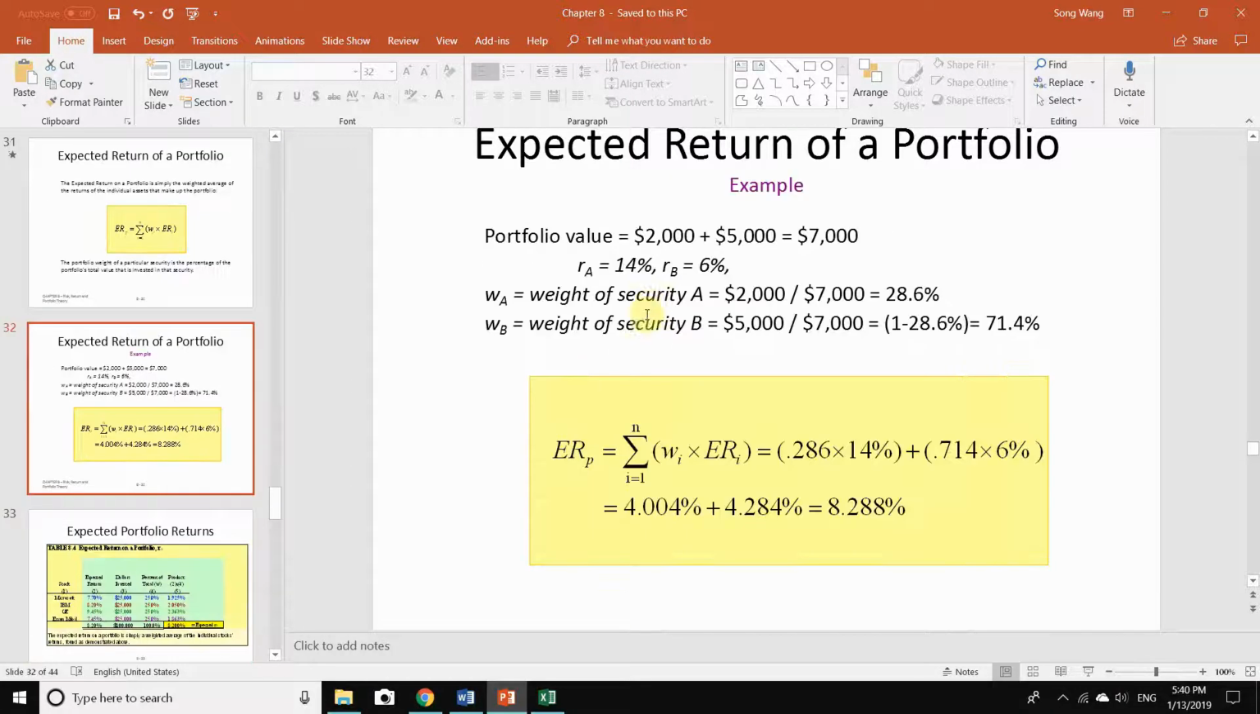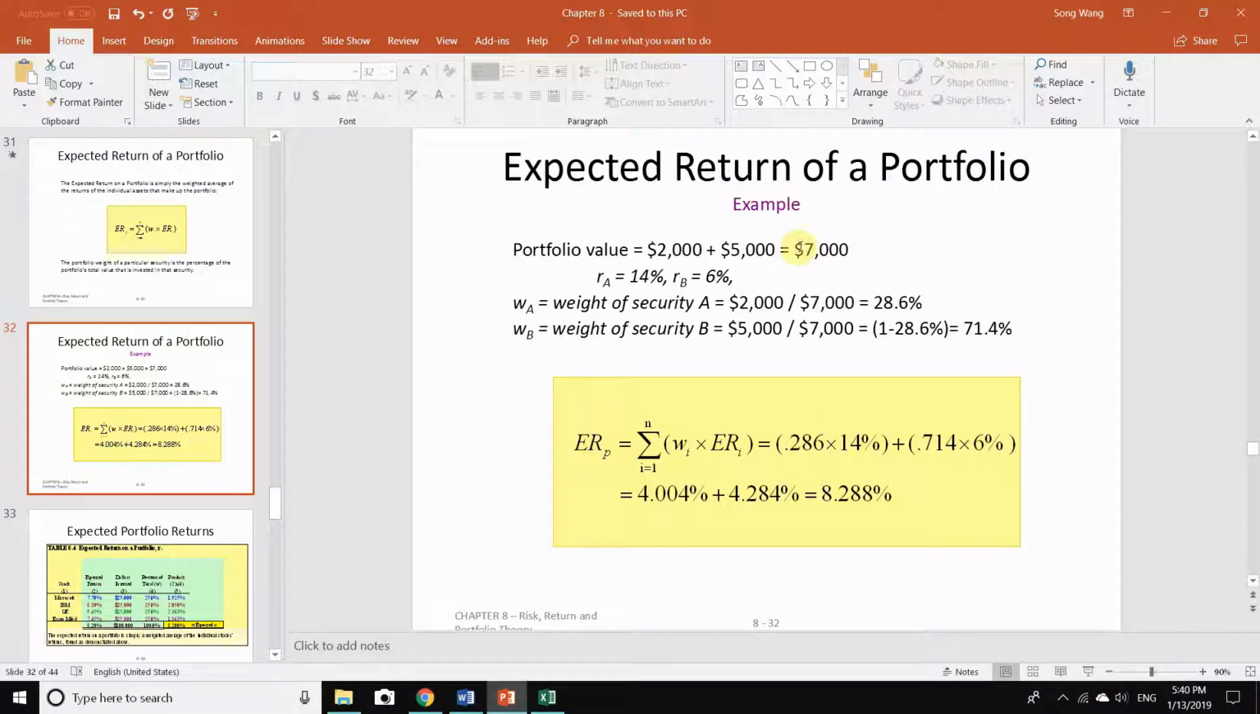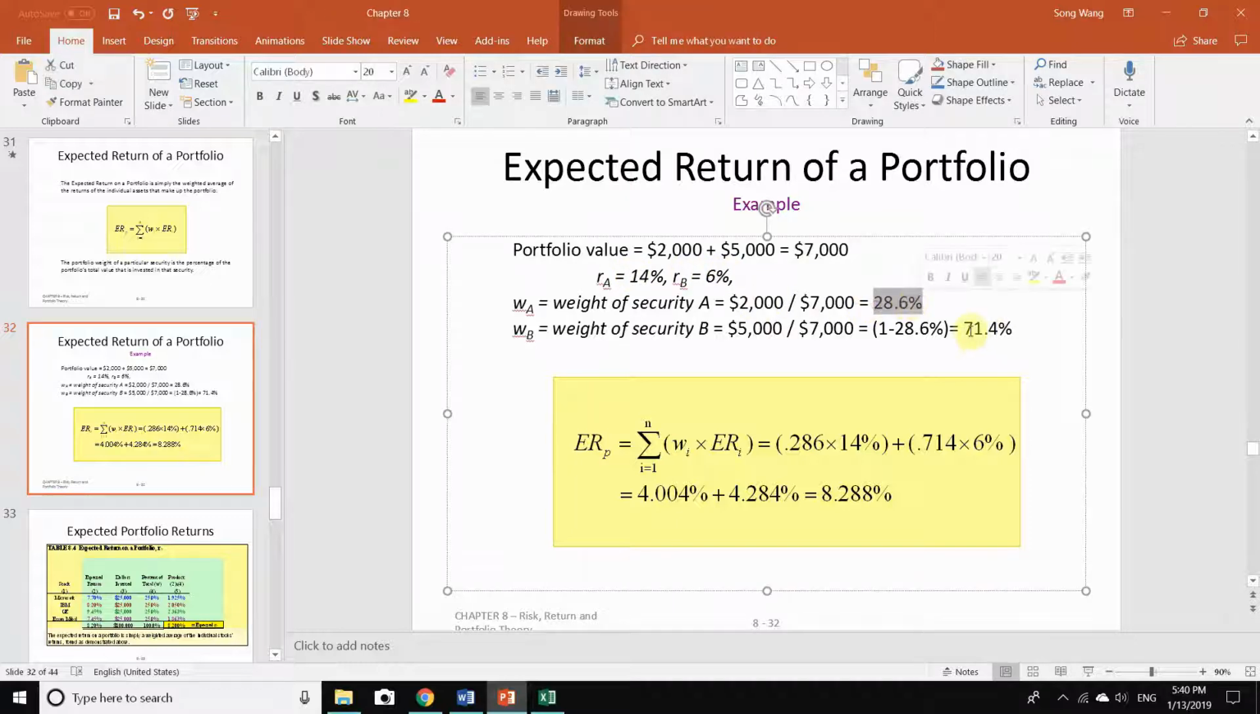Okay, for example, you have 2 stocks, stock A and stock B, and your total investment is $7,000, with $2,000 in A and $5,000 in B. Stock A gives you a 14% return, stock B gives you a 6% return. The first thing you should do is to get the percentage weight. First and foremost, you do not use dollar signs for these weights. You should use a percentage. Okay, how do you get a percentage? You get the total, and then you divide each individual investment by the total. Okay, so make sure you verify these numbers.